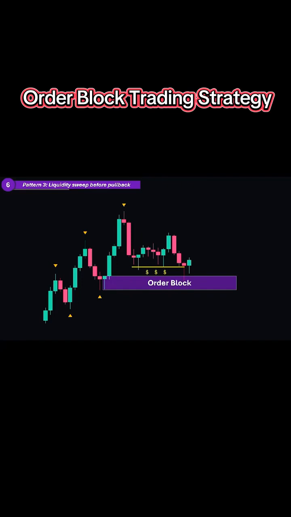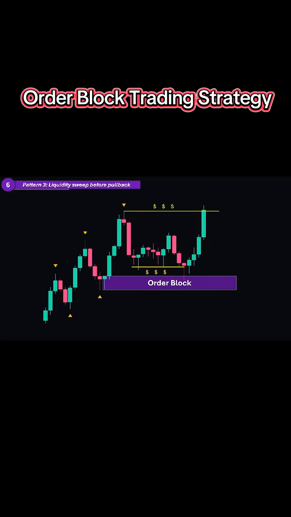Once liquidity has been taken and the price rejects the order block, it continues higher. This sequence significantly increases the probability of the order block, because once the sell-side liquidity has been taken out, the price moves to engage buy-side liquidity.